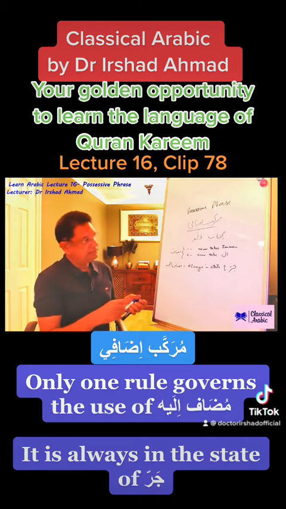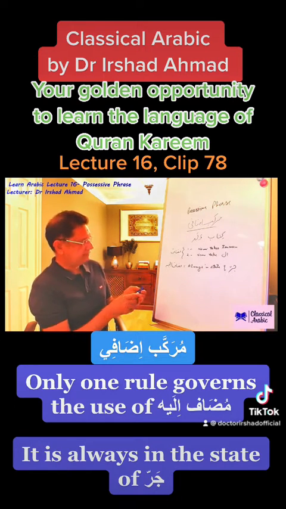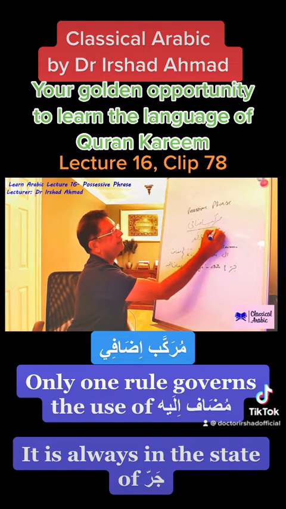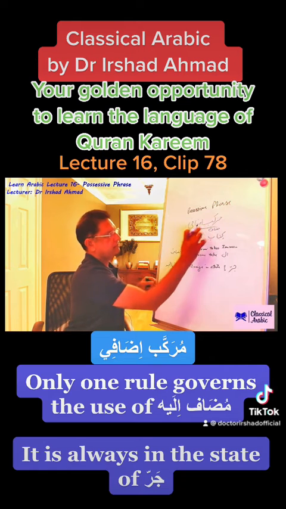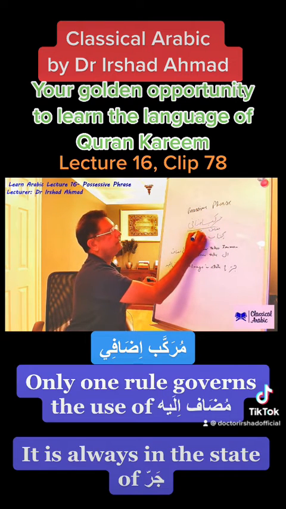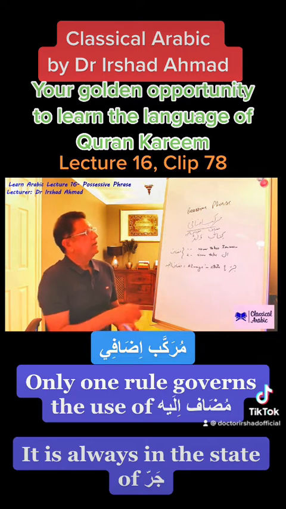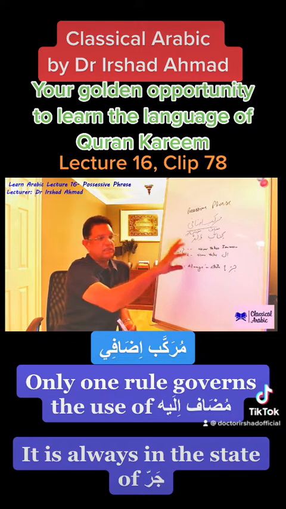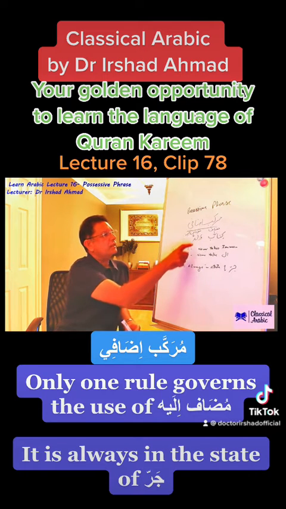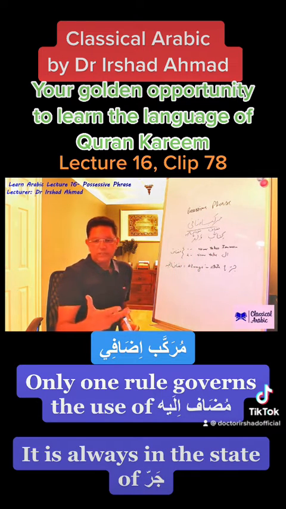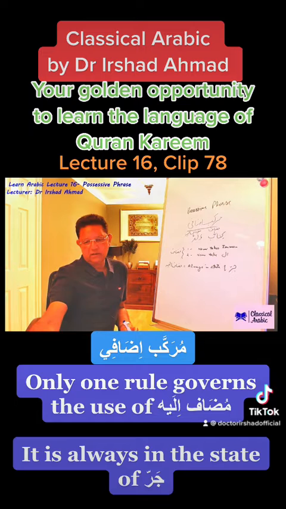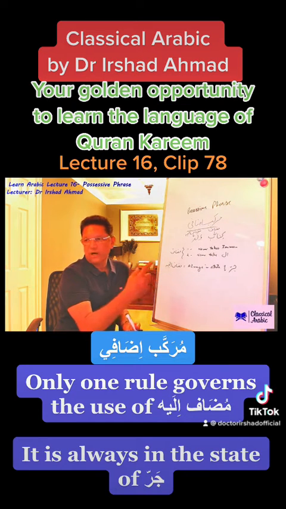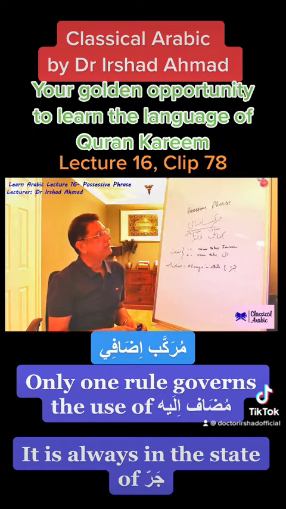So we have Murakkab Idafi here, which is mudaf and mudaf ilayh. Kitab is mudaf, walad is mudaf ilayh. Mudaf is not going to take tanween and it is not going to take al either. And walad, which is mudaf ilayh, will always be in a state of jar. These are the important principles which govern mudaf and mudaf ilayh being put together in a possessive phrase.